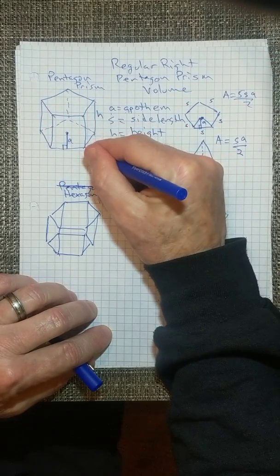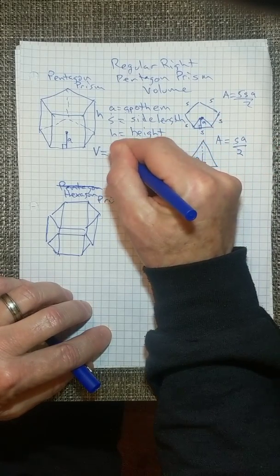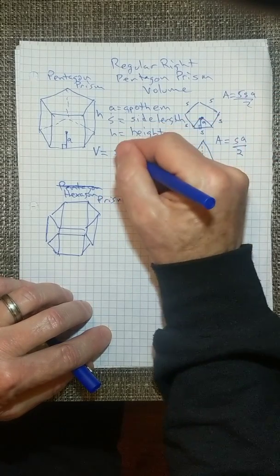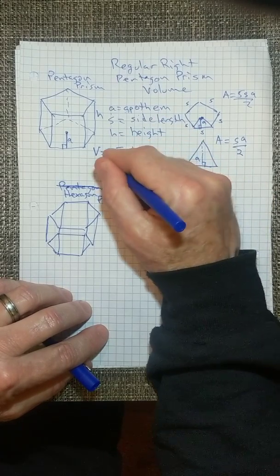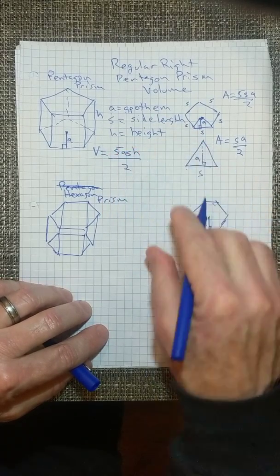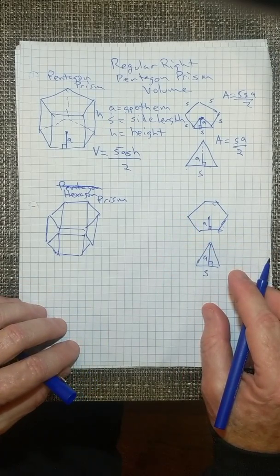So finally, the volume is 5 times, and I'm going to rearrange A and S, A, S, and then H for the height, divided by 2. So guess what happens when you do a hexagon?